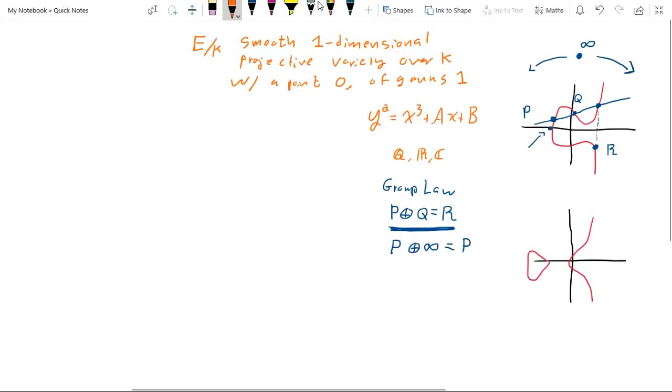So let's break down what all this means. The condition that this be smooth is just a sort of niceness condition. Basically, it means that a curve doesn't have any weird cusps like this, where the tangent line is ill-defined. There's no sharp points at all. One-dimensional is, of course, one-dimensional, so we're talking about curves.